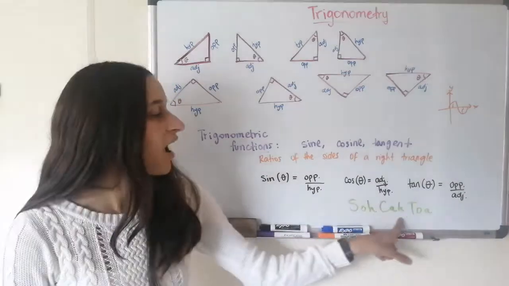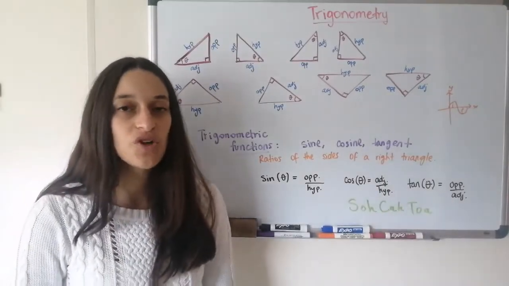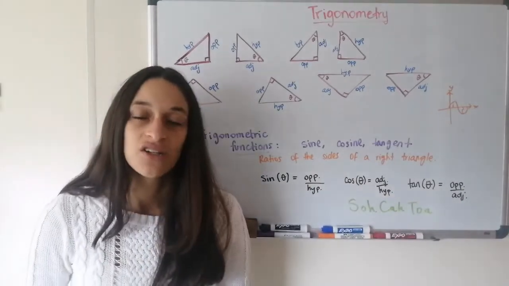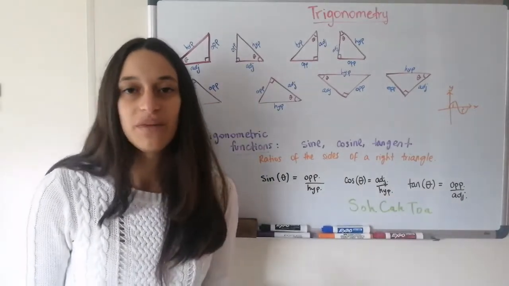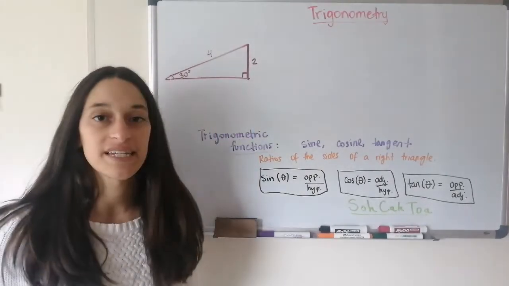Then you look for Ka, and you see that it's adjacent over hypotenuse. So that's just a word to try to help you remember the definitions of sine, cosine, and tangent. So let's put this into an example to see if it makes a little bit of sense. So suppose you're given this triangle as an example.